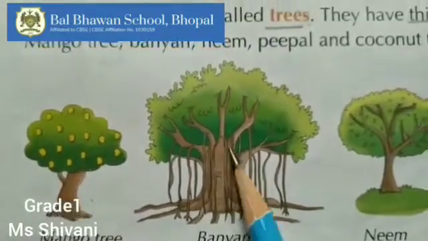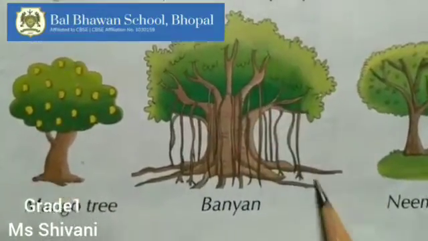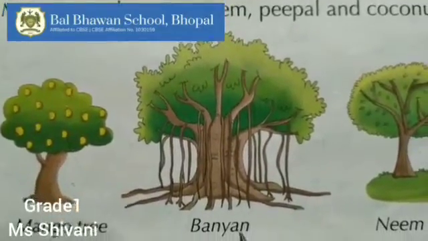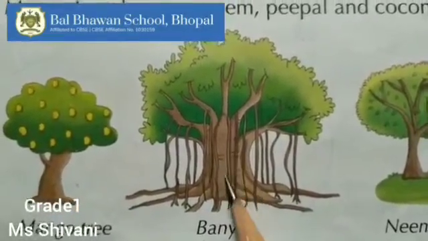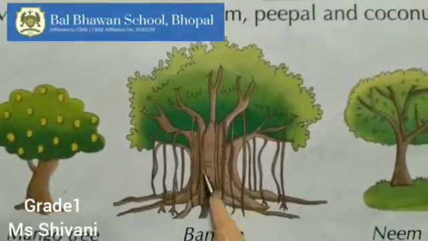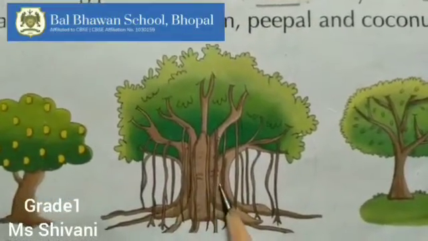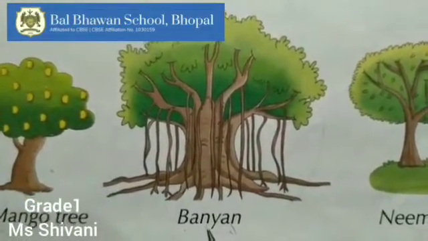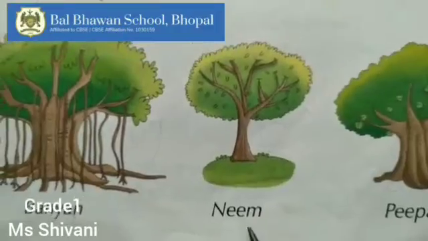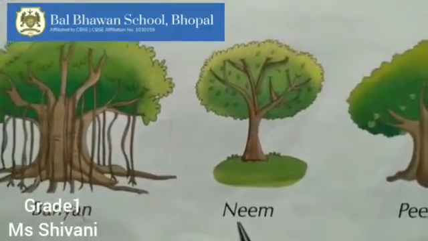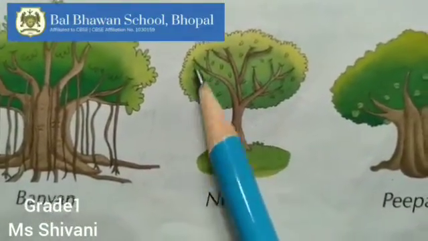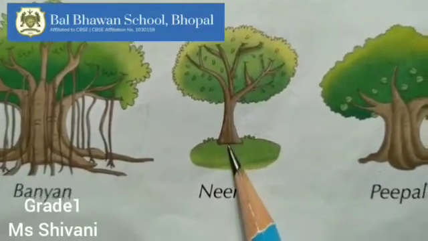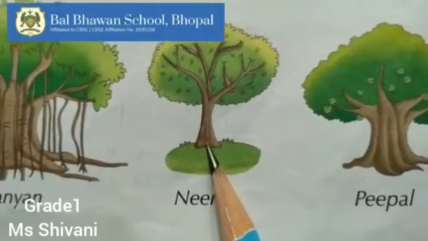Similarly, the second plant is banyan tree. See, its stem is also very thick, huge and strong plant. And do you know, banyan tree is our national tree. Next is neem tree. See, this is neem tree. Its stem is also very thick and strong.